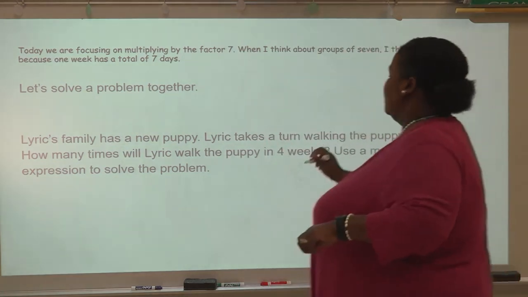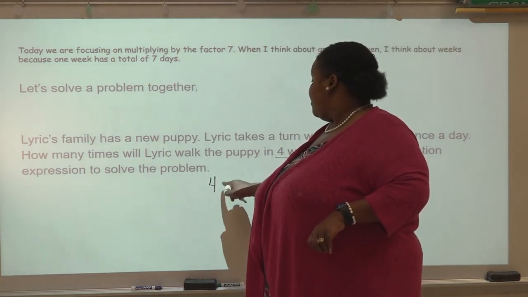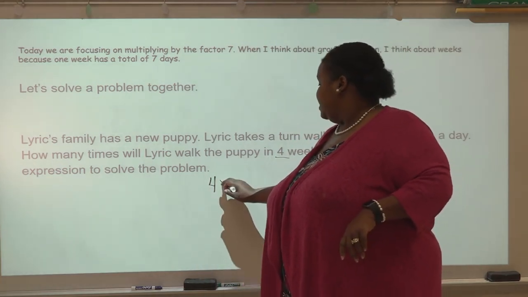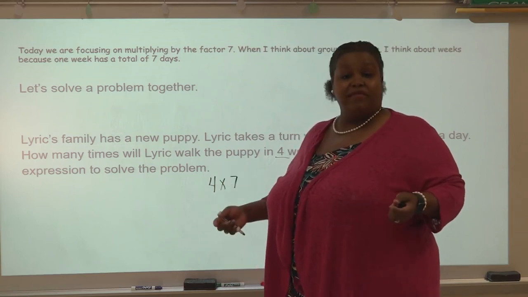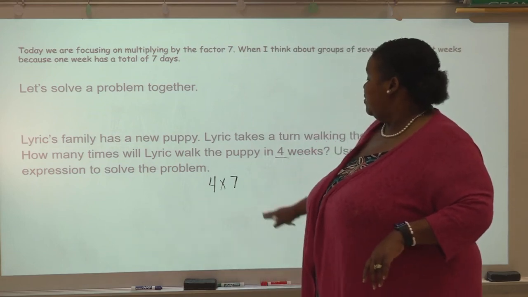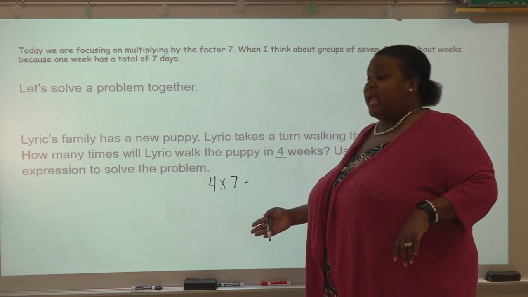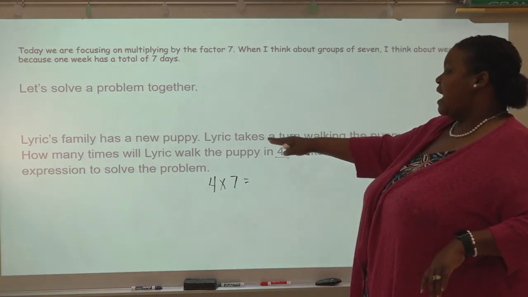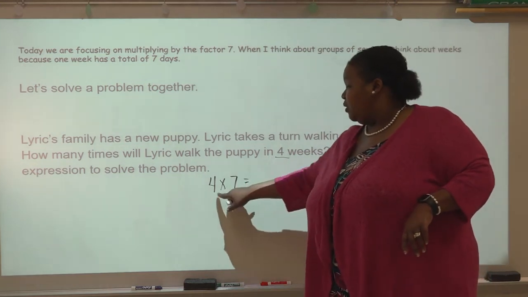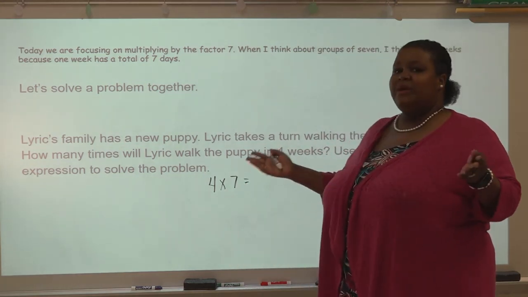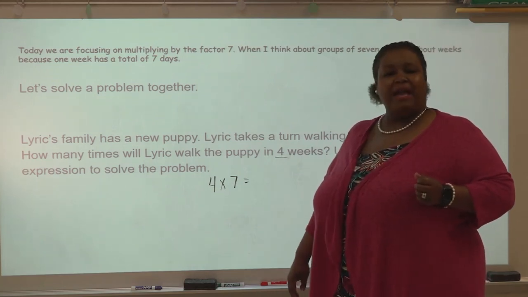So, my 4 for my multiplication problem would represent my 4 weeks, times my 7 would represent the days of the week. 4 weeks and there's 7 days in a week. This would give me the answer to how many times Lyric will walk the puppy in 4 weeks. Alright, 4 times 7. Wonder what strategy I could use to find my answer.